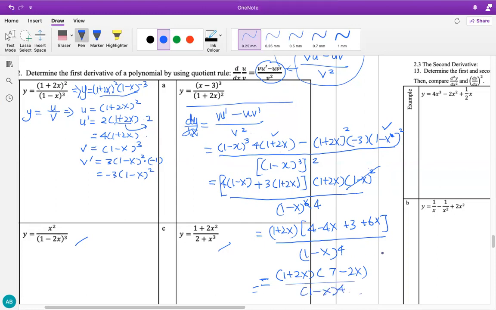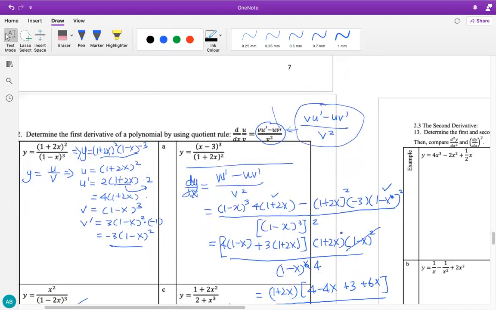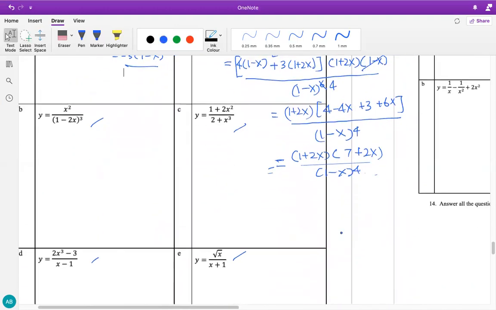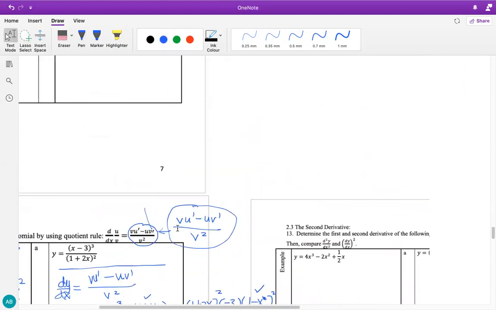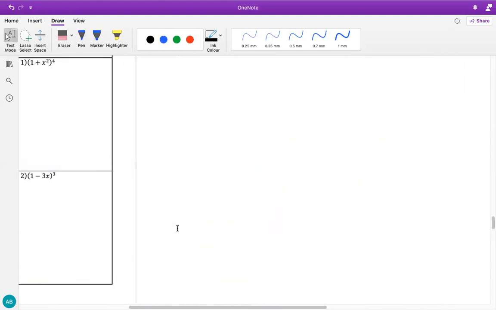So you can check correct or not. Oh sorry, this one's plus: 1 plus 2x times 7 plus 2x over 1 minus x to the power 4. So this is the example inside your workbook. So long, right? So you can try this 4 out, A, B, C, D, E. I will show you another one.